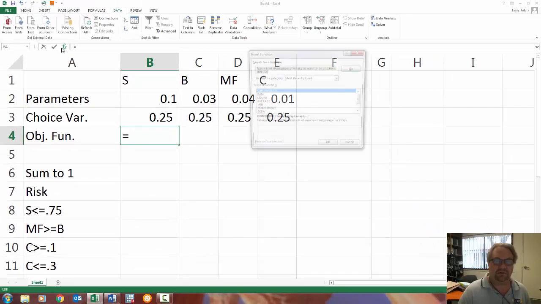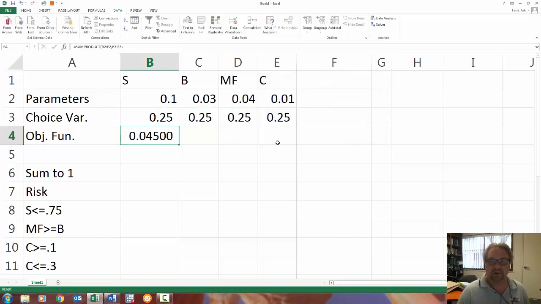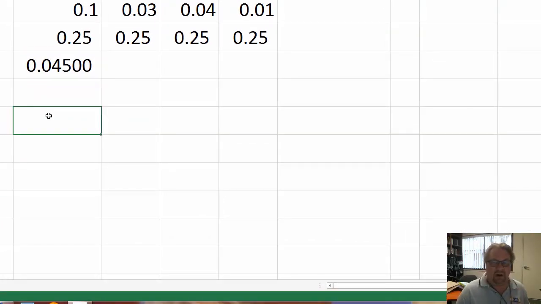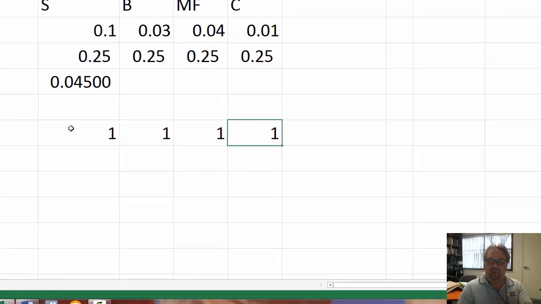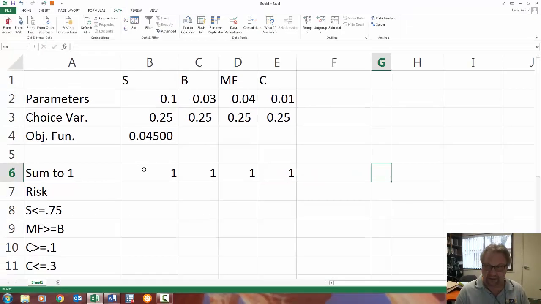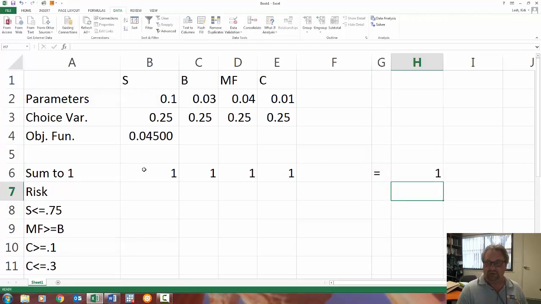And then, of course, my objective function is just going to be my sum product. So what I'm trying to get at is, if I invested 25% in each of these categories, then my return over the next year would be 4.5%. Okay? All right, so the first thing I need to do, those percentages have to sum to 1. So I'm going to put in a 1 for each of these parameters, equal to 1.